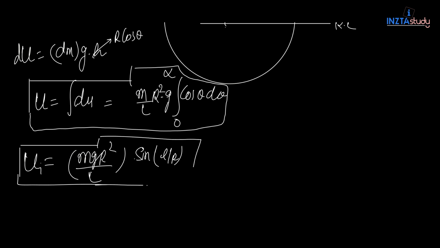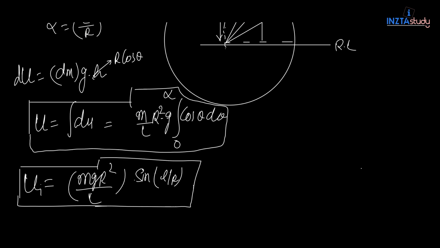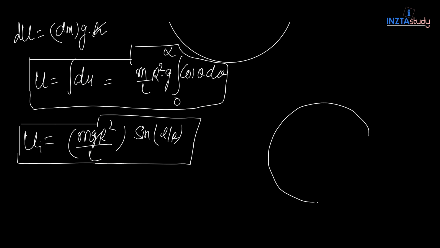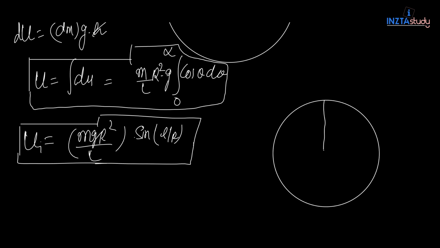Now the second question is: suppose it has slipped through an angle of theta. It means the chain has slipped through an angle of theta, like that. Now the chain is lying here. So this is the chain. Definitely if it is slipping over here, then it is going to gain some speed. So what is this speed? Let this be the final position.